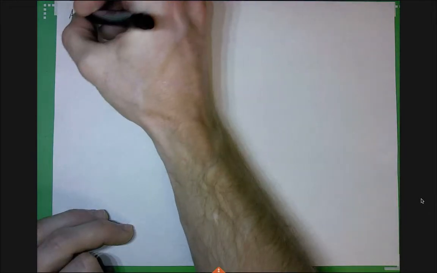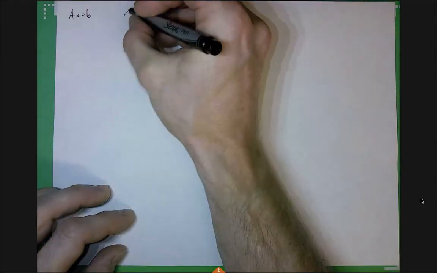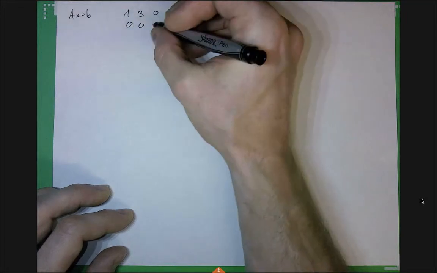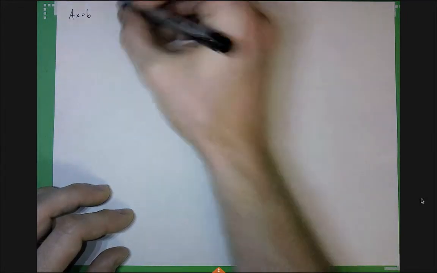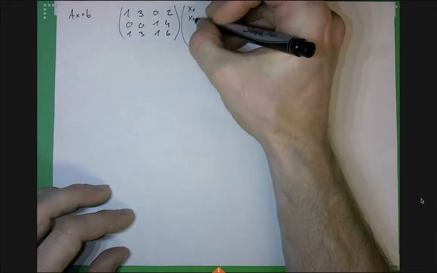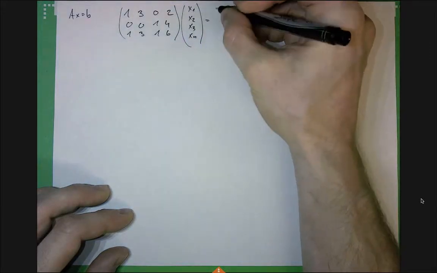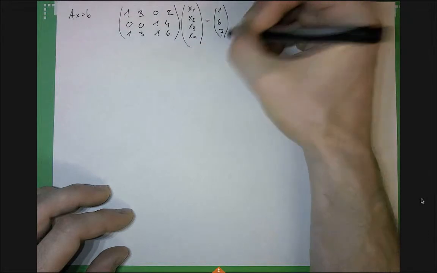So if I now have a general system, Ax equals b, I'll explain it on this example. So let's take a system 1, 3, 0, 2, 0, 0, 1, 4, 1, 3, 1, 6. And this is being multiplied by x1, x2, x3, x4. And I want it to be equal to 1, 6, and 7. So this is my b vector.